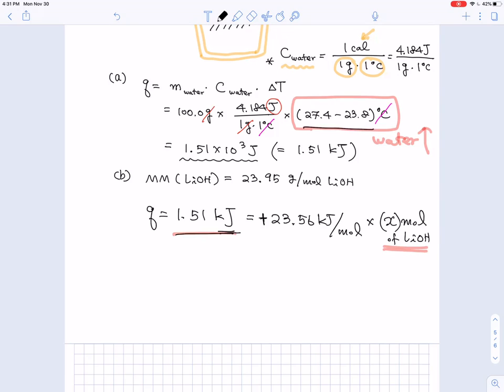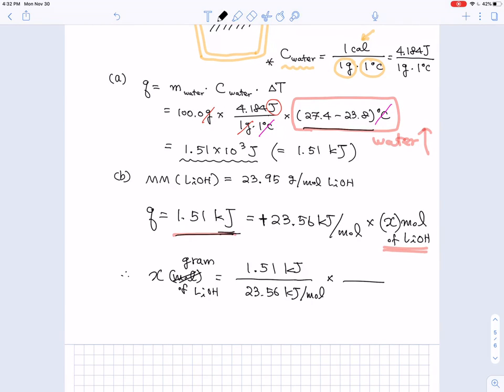Therefore, X moles of lithium hydroxide will be 1.51 kilojoule divided by 23.56 kilojoule per mole. That will be the moles of hydroxide. And then I want to change that into grams. So you need to multiply that by 23.95 grams per 1 mole of lithium hydroxide. That will give me 1.53 grams of lithium hydroxide.